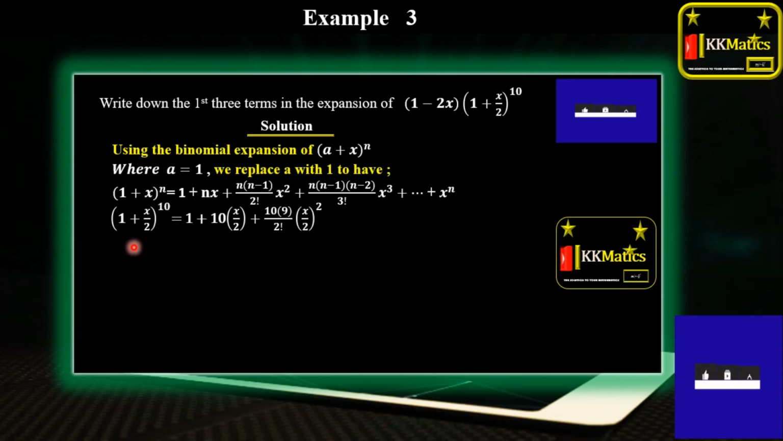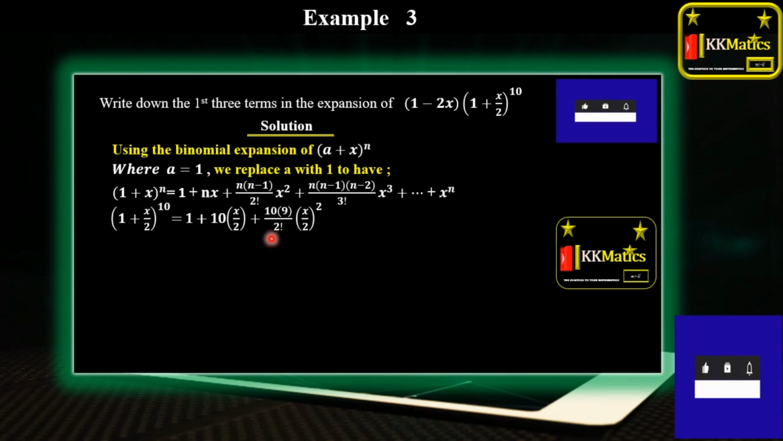Obviously, in the question, we do not want to go far, so we just wrote down the first 3 terms. So the first 3 terms is this. This is the first term, this is the second term, and this is the third term. Don't be confused.